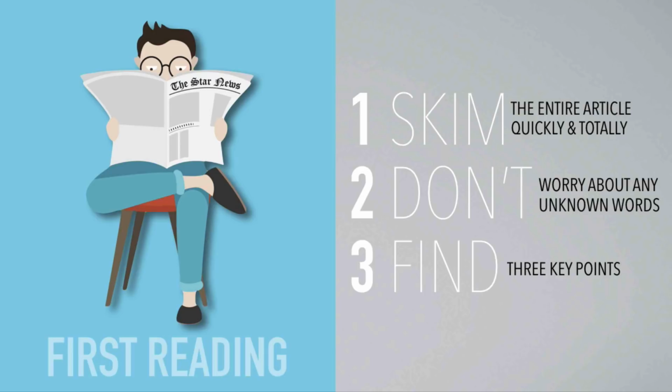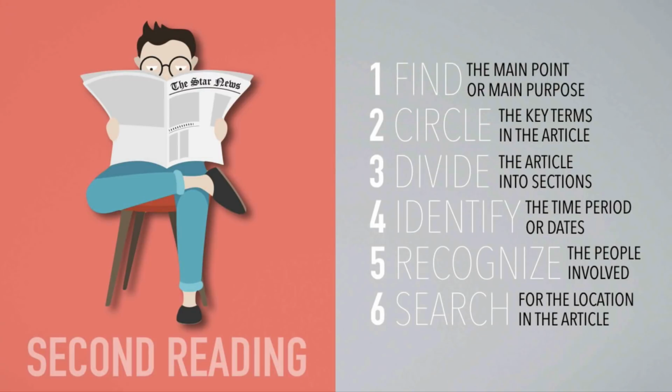Number two, don't worry about any unknown words. Many times, English learners get frustrated or confused when there's a word they don't know. But you don't have to worry about this the first time you read an article. And number three, find three key points. You want to find out what the article is actually talking about just by quickly reading over it from beginning to end.